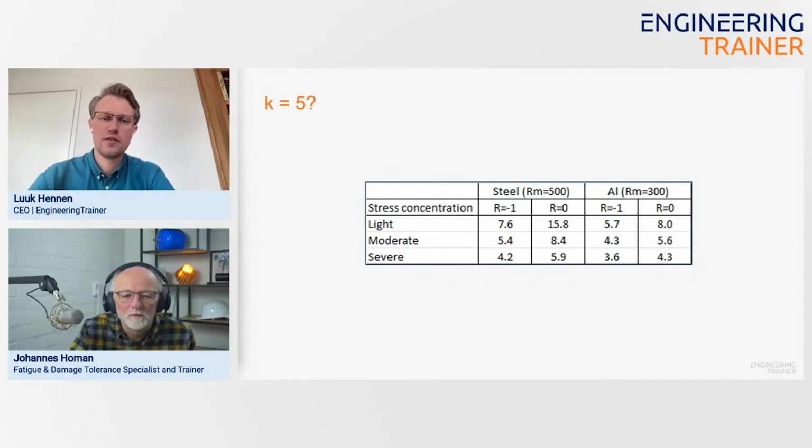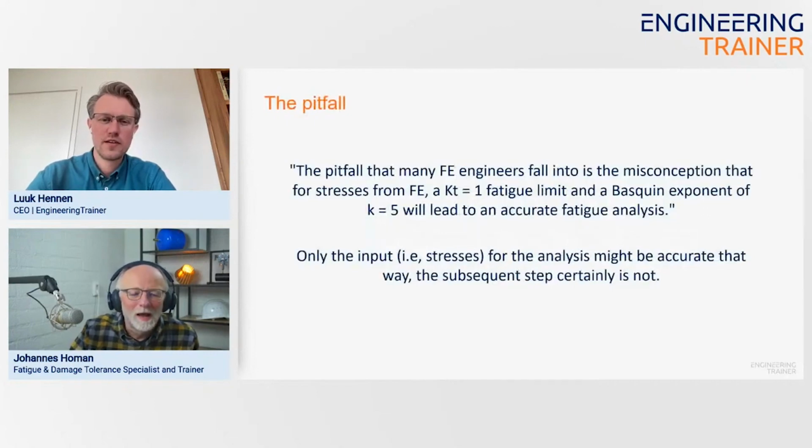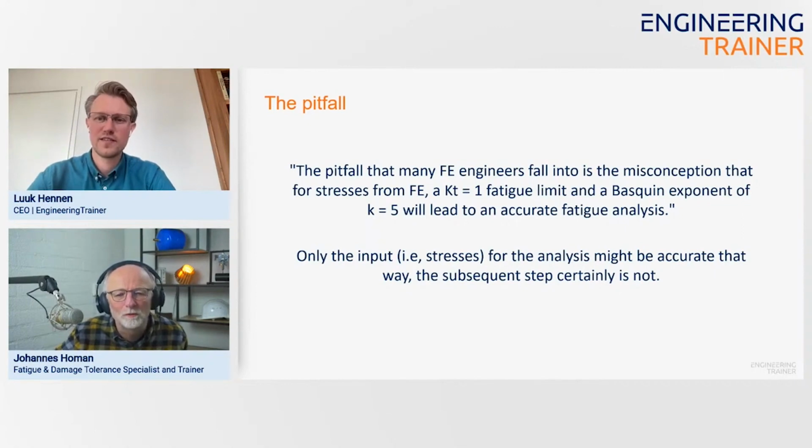All right, interesting. Yeah, certainly. So let's have a summary of what the pitfall is. Basically, a misconception is that you can analyze such a structure using the KT=1 fatigue limit. Yeah, in the worst case, also using the complete KT=1 curve. But even if you take an estimated KT of 5, that it will lead to accurate fatigue analysis results.